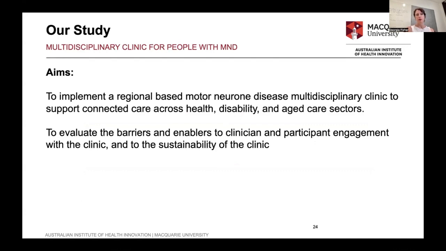So our study aimed to look at a multidisciplinary clinic for people with MND in a regional area, so in the Central Coast. And we aim to implement this clinic to support connected care across health, disability and aged care sectors, and also to evaluate the barriers and enablers to clinician and participant engagement with the clinic and to the sustainability of the clinic. So the behaviour that we were looking at here, just to bring it back to the TDF, is engagement with the clinic, attending the clinic, and ongoing attendance at the clinic effectively.